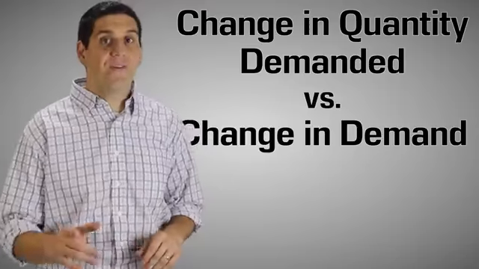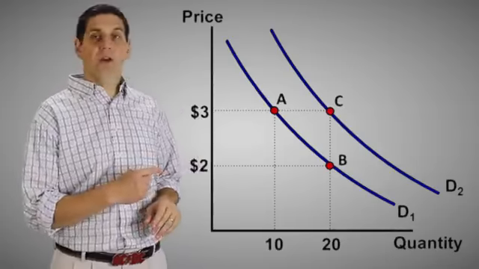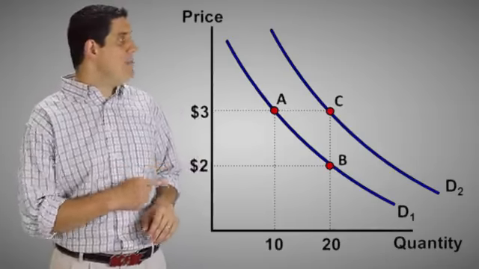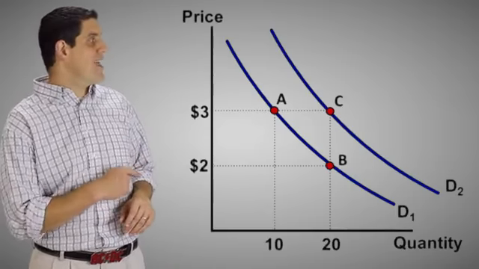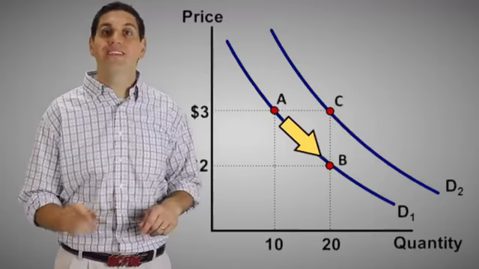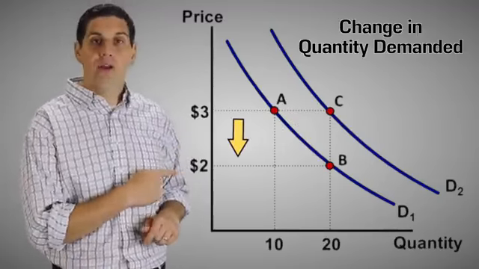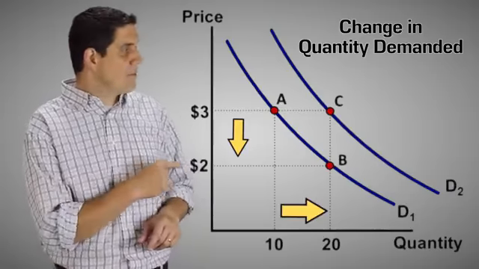Now it's time to cover a super important detail that you have to watch out for. It's the difference between a change in quantity demanded and a change in demand. So look at this graph for milk. Right now you see 3 points, A, B, and C. There's two ways to go from 10 to 20 units. Movement from A to B along the demand curve is a change in quantity demanded. So when the price goes down from $3 down to $2, the quantity demanded goes up from 10 to 20.